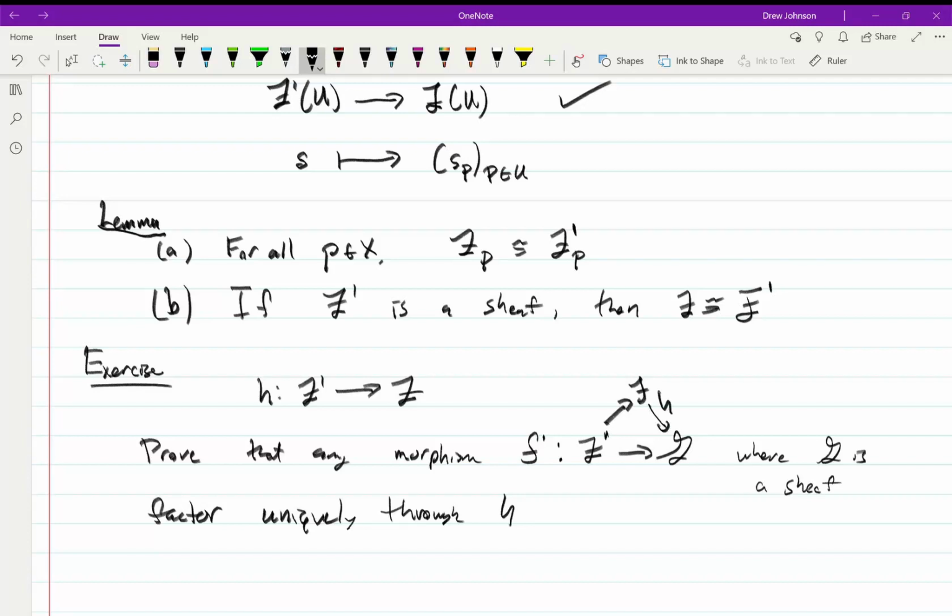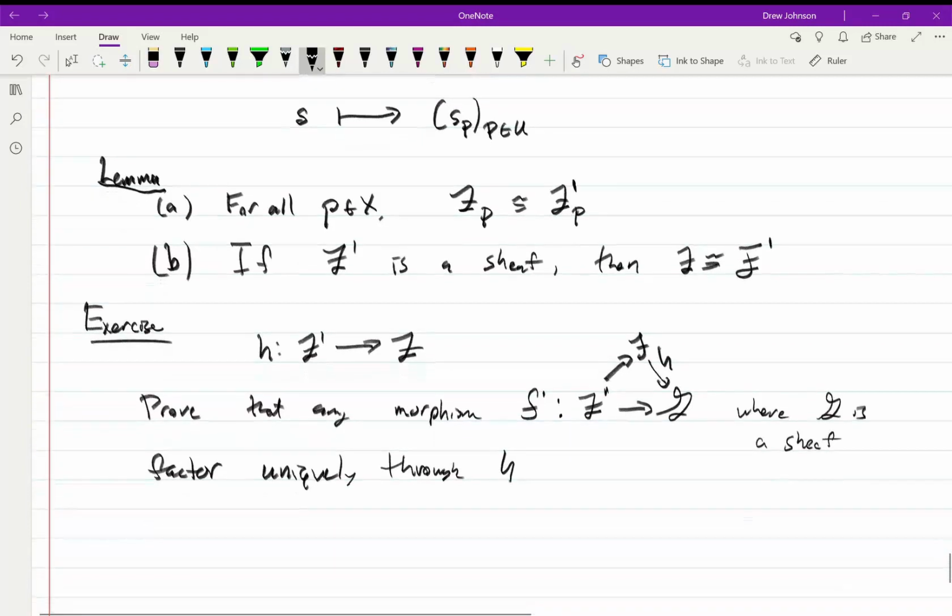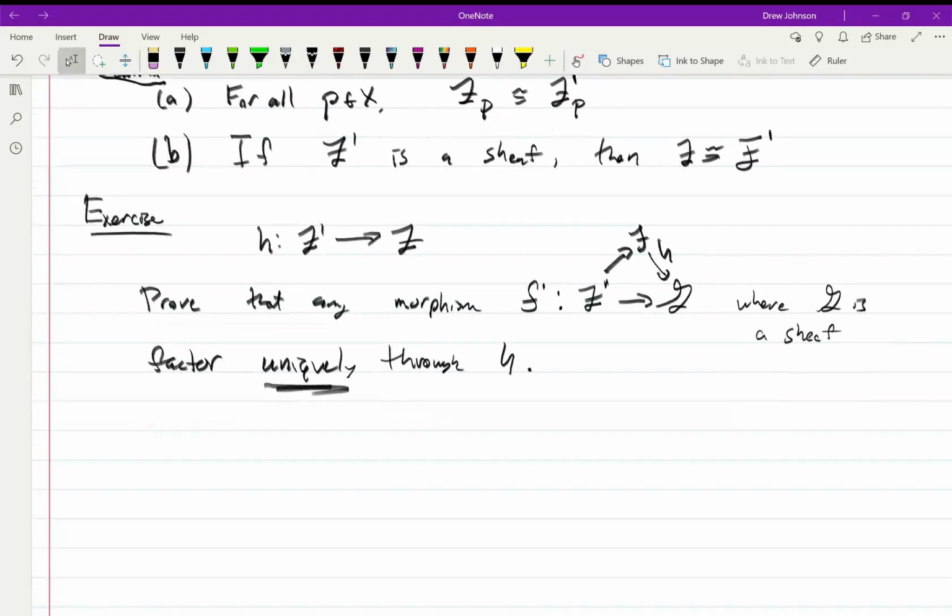Basically, what this is saying is that maps from the pre-sheaf to sheaves always factor through the sheafification. So if you're interested in maps from pre-sheaves to sheaves, you could just as well work with the sheafification. And then this uniqueness tells you that this is the minimal thing that does the job. All right, I'll leave the rest of that as an exercise.